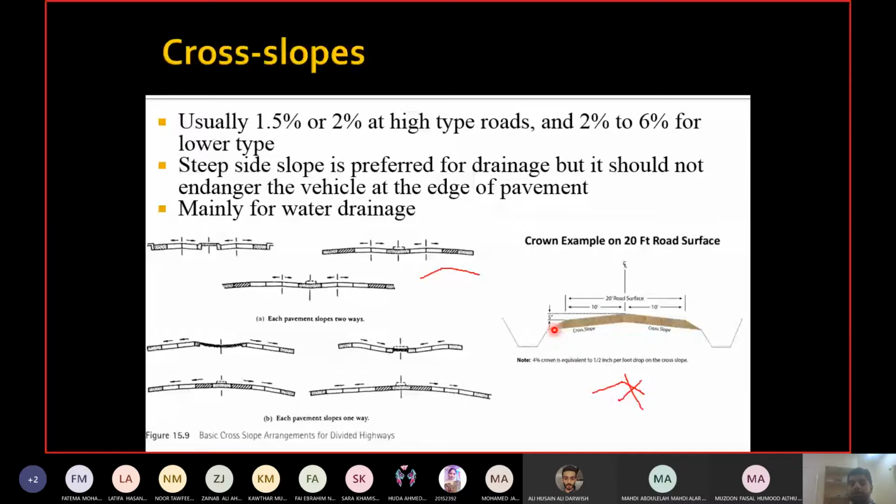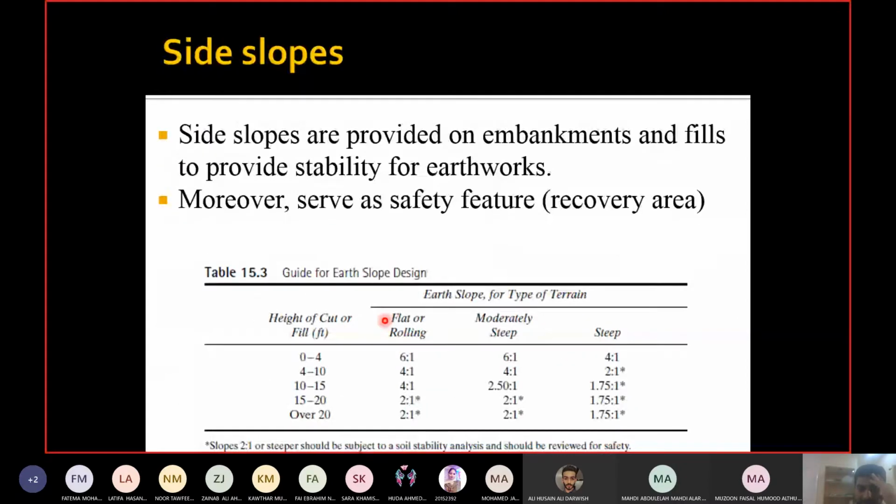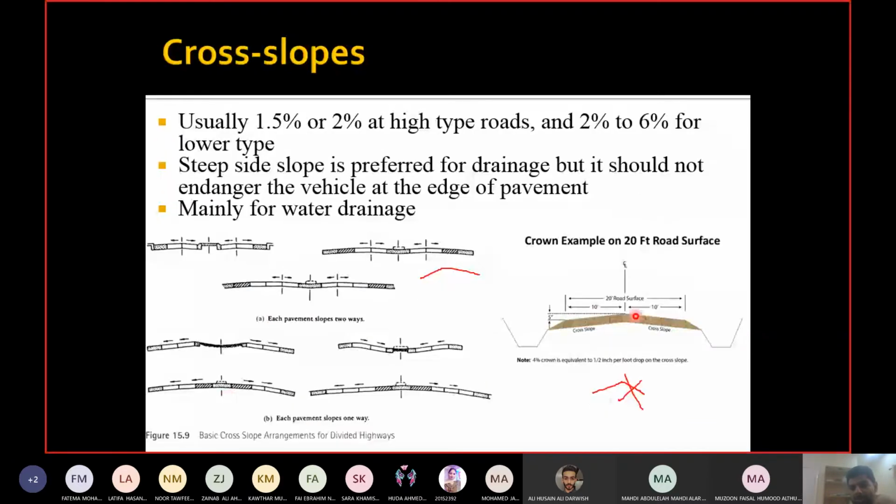The value of the side slope depends upon two things. It depends upon the type of terrain, and it also depends upon the height of cut or fill. Height of cut or fill is basically the difference between the ground level and the road level at the center line. So this is the cross section of the road, right? You can see the height of the road at the center line is not the height at the other points, because the road is sloping, it has cross slope, so the elevation of the road is changing. So at which point will you take the difference between the road level and the ground level?